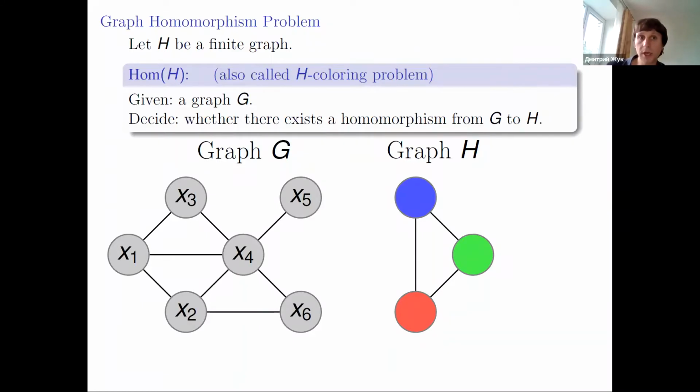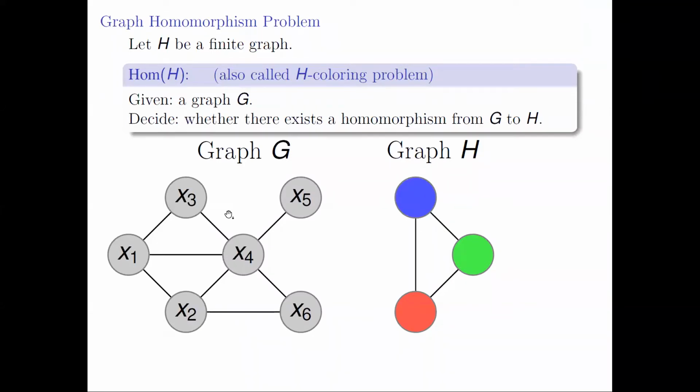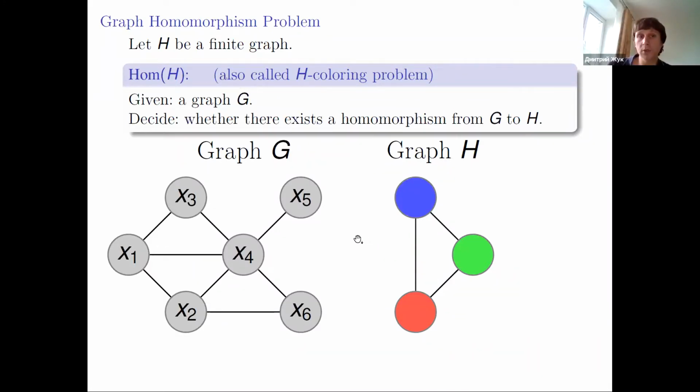As an input, I get a graph G, and I need to decide whether there exists a homomorphism from G to H. So I map vertices to vertices, and I want edges to go to edges. I think it's clear what a homomorphism of two graphs is. It's a special case of CSP, and I just wanted to explain this.